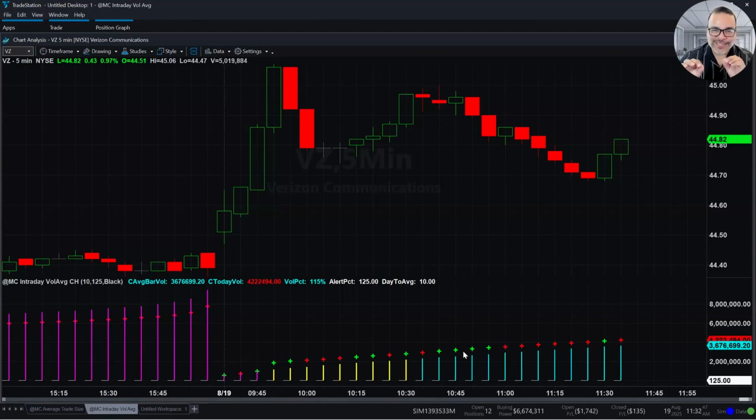Green means that today's volume is increasing at a faster rate than the average. And if it's red, vice versa. The average was increasing faster than today's volume.